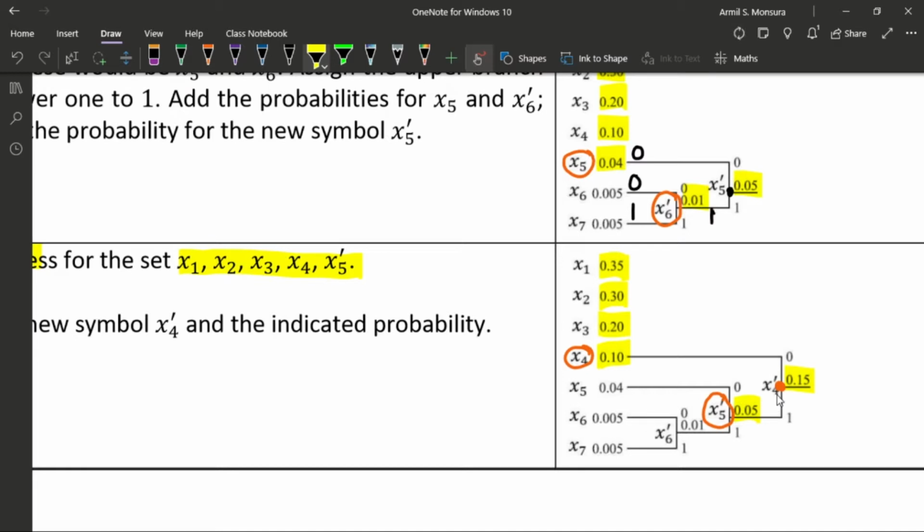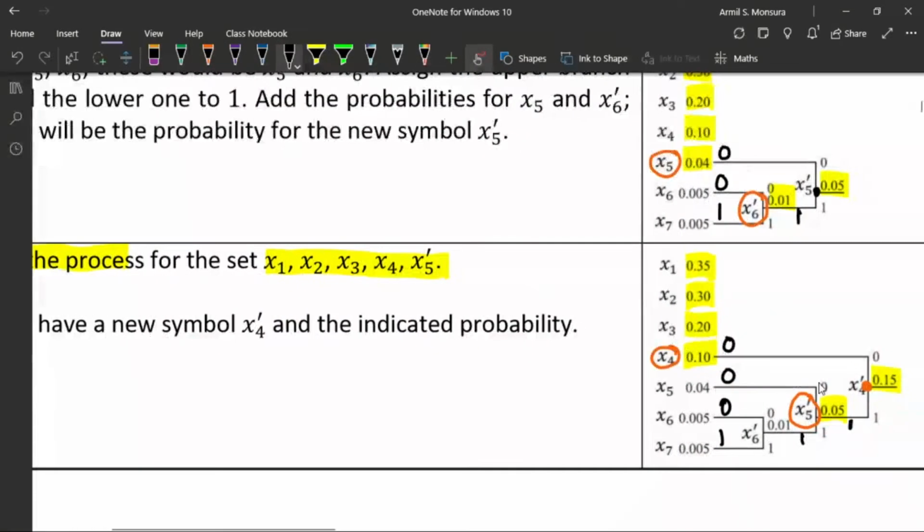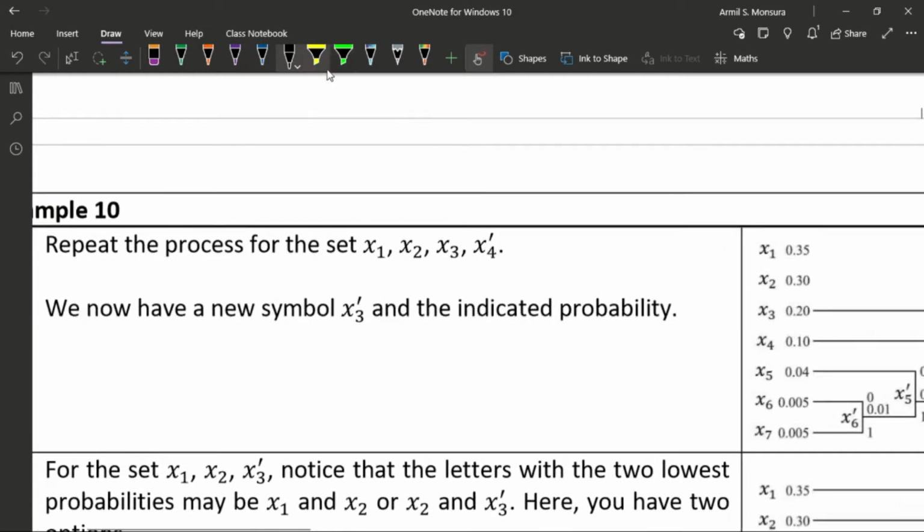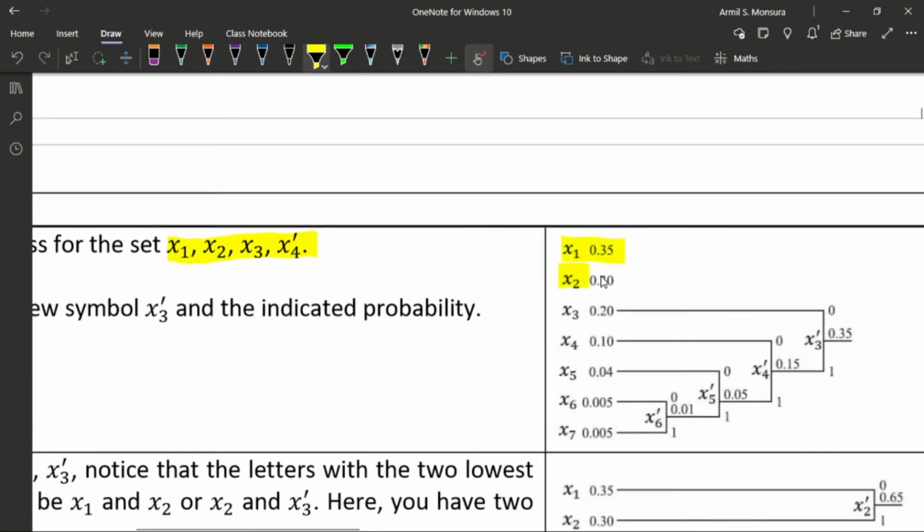And then, again, we assign the following symbols: 0 for the upper branch and 1 for the lower branch of the new branch of the code tree. So again, 0 to this, 1 to this. Then we repeat that process for the reduced source X1 up to X4 bar. So this is what we look at now: X1, X2, X3, and X4 bar.